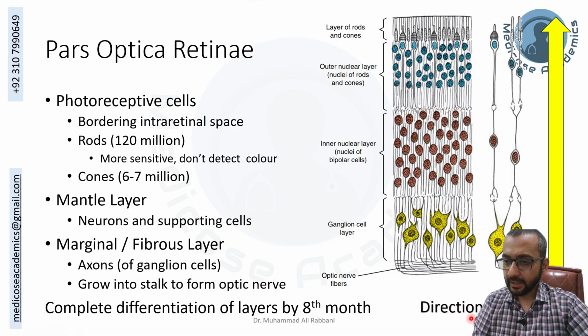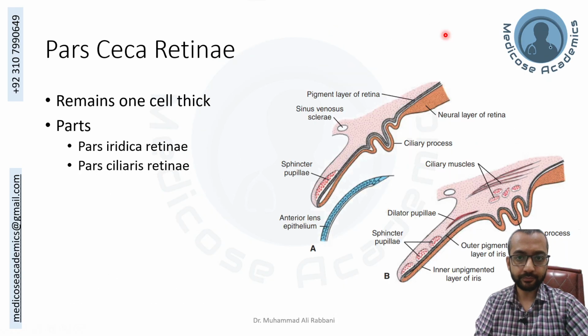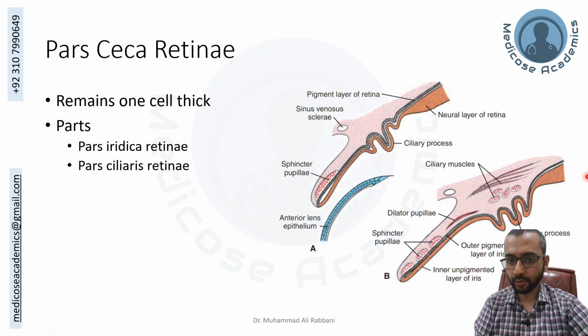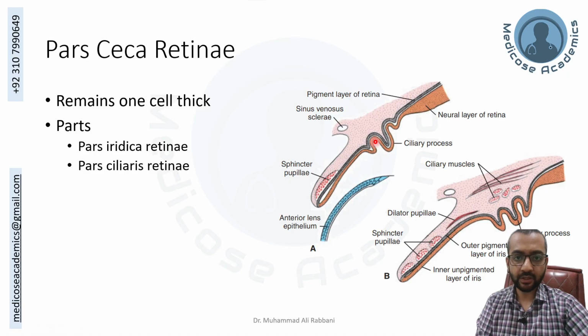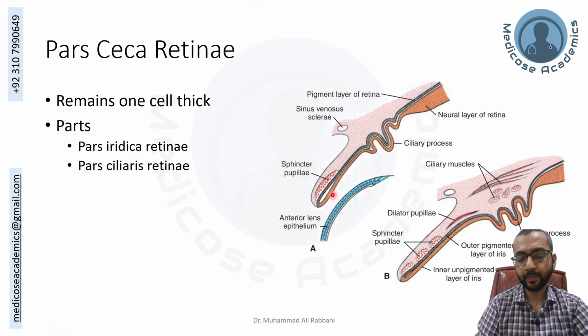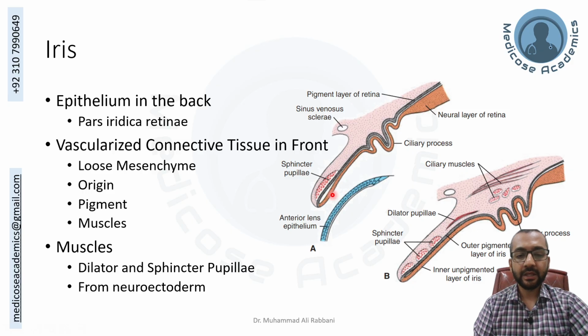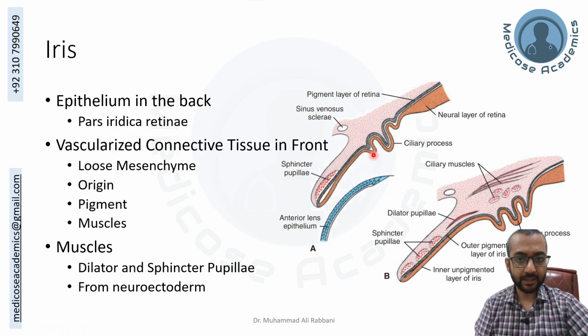Just a reminder that light goes in this direction. Light starts from this layer, goes through all the layers of the retina, and it's detected at this point. Then let us talk about the pars ceca retinae, the non-neural layer of the retina. The pigmented and non-pigmented layers continue on the inside of the ciliary body, called pars ciliaris retinae, and they continue on the inner aspect of the iris, called pars iridica retinae. They cover the back of the iris.